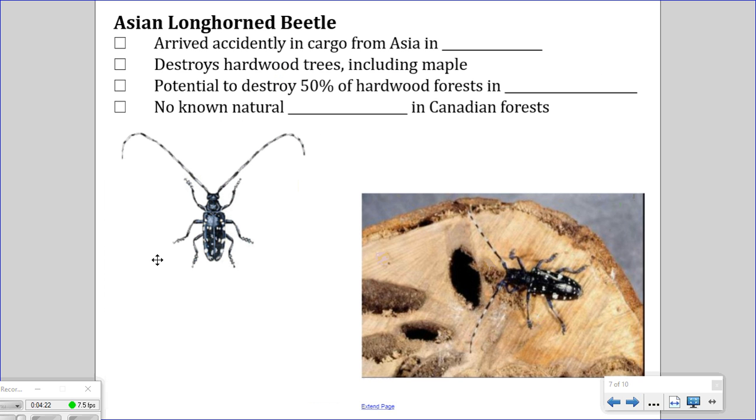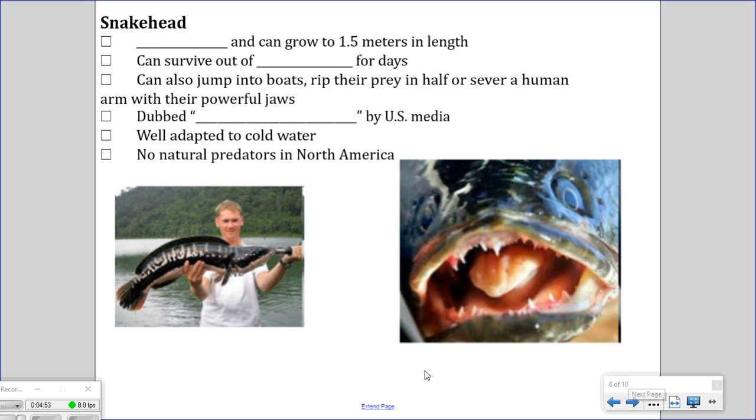Another example is the Asian longhorn beetle, which arrived accidentally in cargo from Asia in 1996. So this beetle can destroy hardwood trees, including maple trees, and has the potential to destroy 50% of hardwood forests in North America. And there are no natural enemies in Canadian forests, so this particular beetle can just eat away at trees undisturbed.